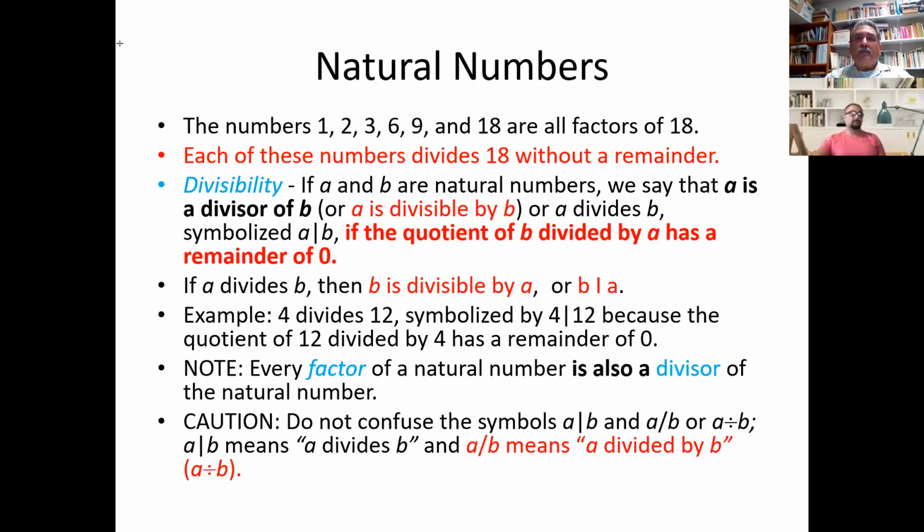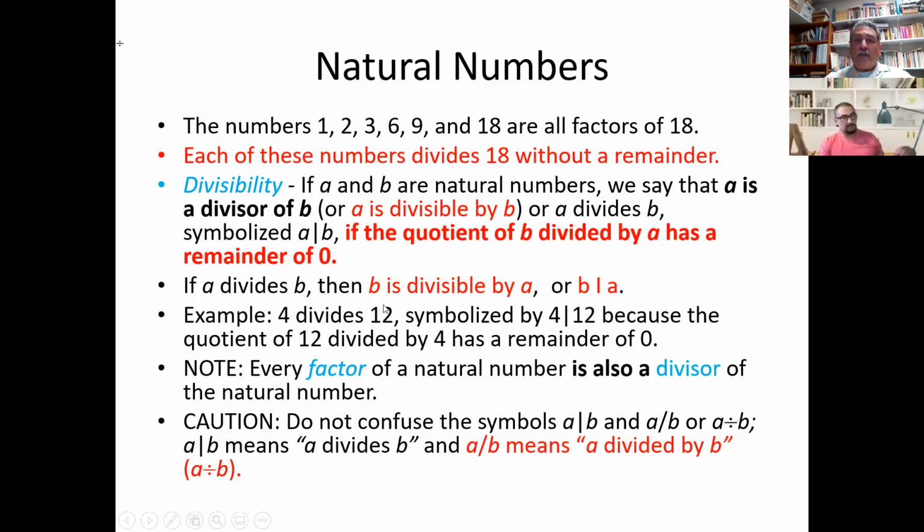The numbers 1, 2, 3, 6, 9, and 18 are all factors of 18. What that means is each of these numbers divides 18 without a remainder. When you divide 18 by 3, you get 6, and the remainder is 0. We talk about divisibility. If A and B are natural numbers, we say that A is a divisor of B, or B is divisible by A, or A divides B, symbolized by A, vertical line, B, if the quotient of B divided by A has a remainder of 0. If A divides B, then B is divisible by A.